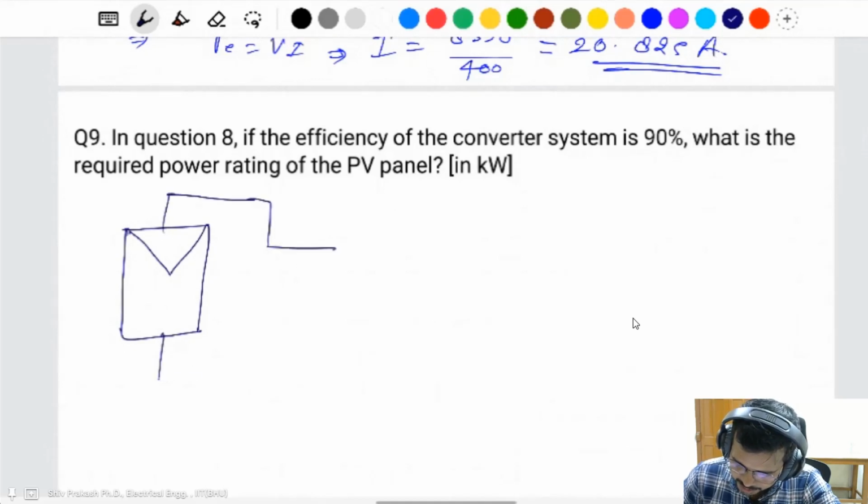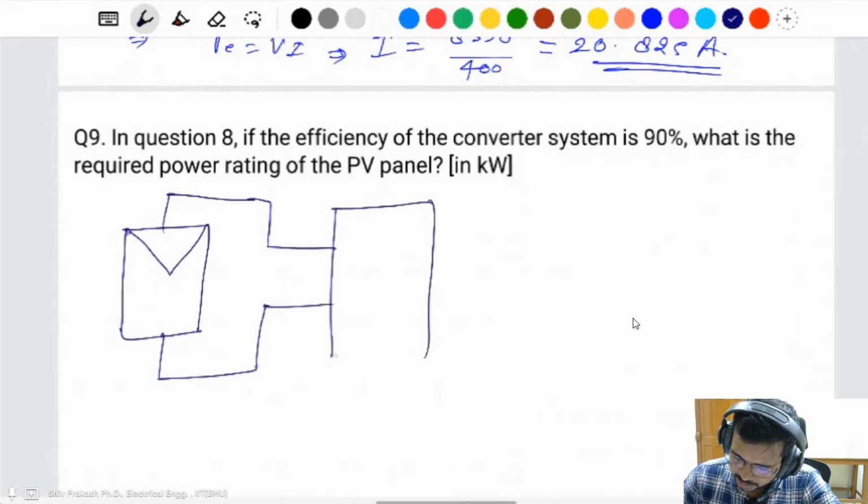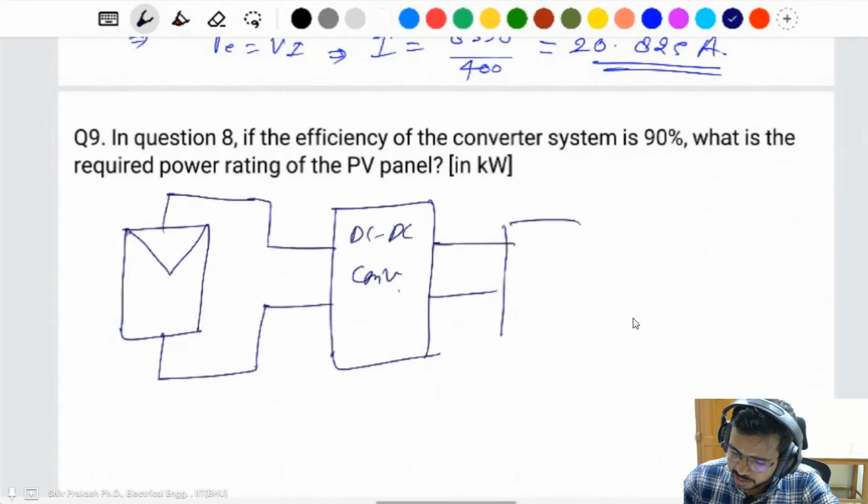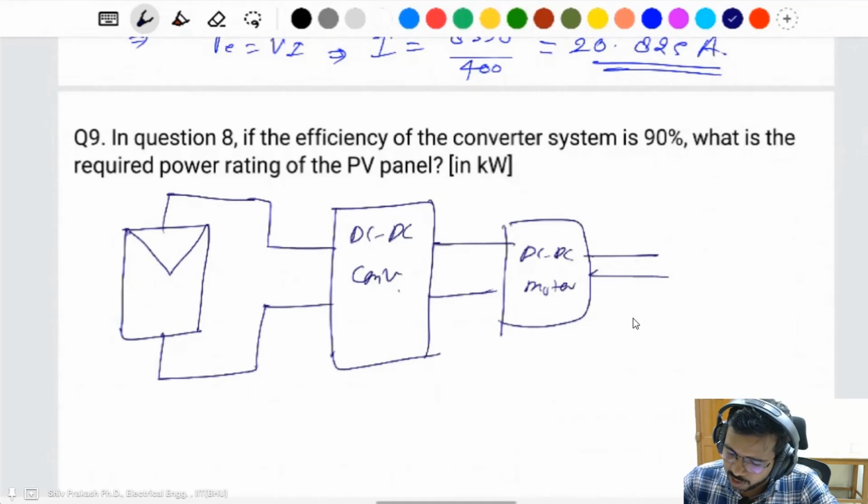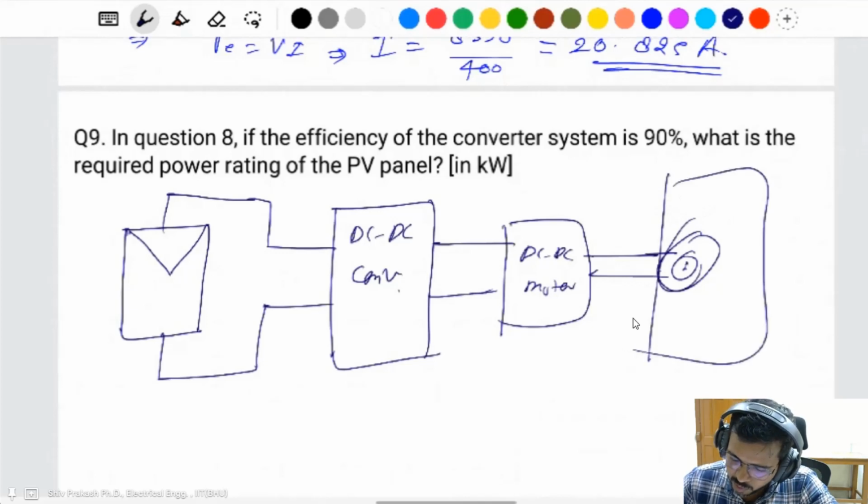After that, there is a DC-DC converter. The output of this is connected to the motor, and this is a shaft connected to the pump, which delivers the power from the motor. This is given as PH, 5 kilowatt.